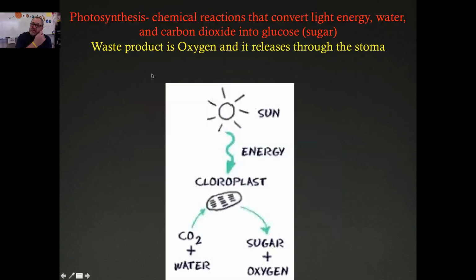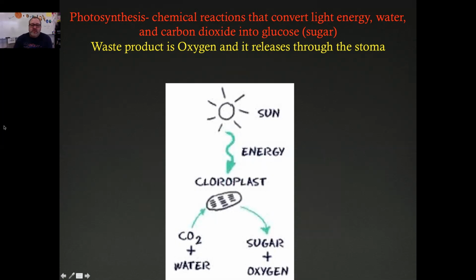Photosynthesis is the set of chemical reactions that converts energy from the sun, along with some water and carbon dioxide, into glucose. If you recall, we've talked about glucose a lot in the past. Glucose is just a sugar molecule. There are different types of sugar molecules: glucose, sucrose, fructose. You've probably heard of these at some point. Glucose is just regular old sugar, and sucrose would be like table sugar.